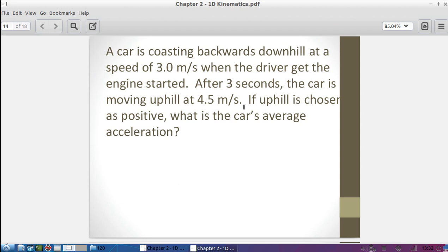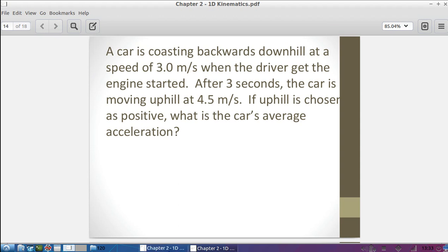So it says, if uphill is chosen as positive, what's the car's average acceleration? I'm going to talk about my coordinate system and how we choose it to make our lives as easy as possible for these types of problems. So it says uphill. If you ever took physics in high school, maybe you remember inclined plane stuff and angles and all kinds of messy stuff. This is a situation that we can simplify. So I'm picking up the hill as the positive x direction. All right, so up the hill is the positive x direction.